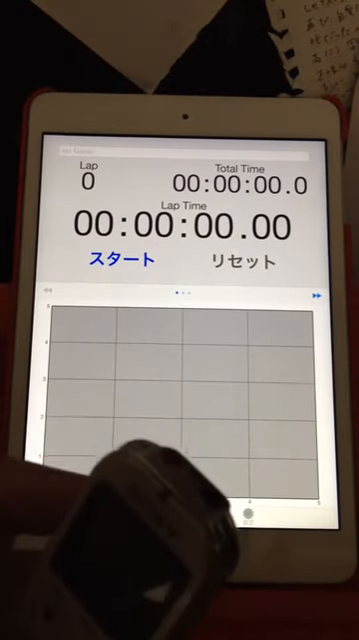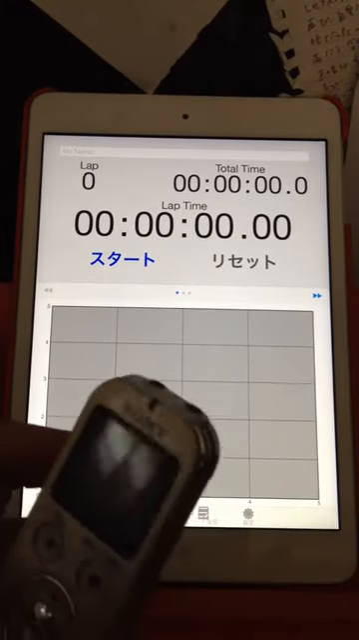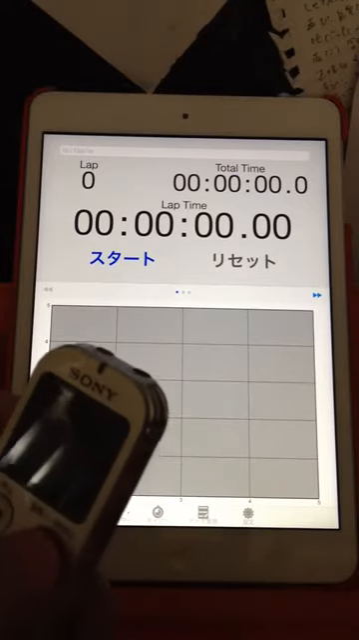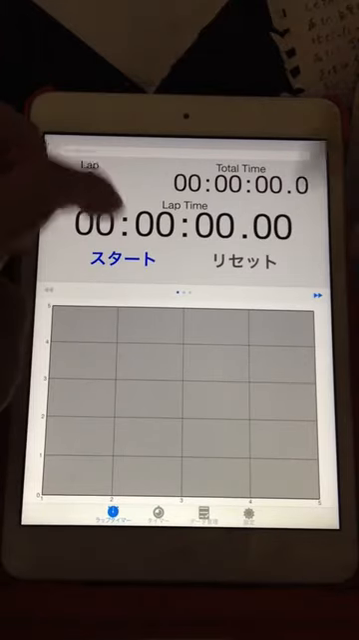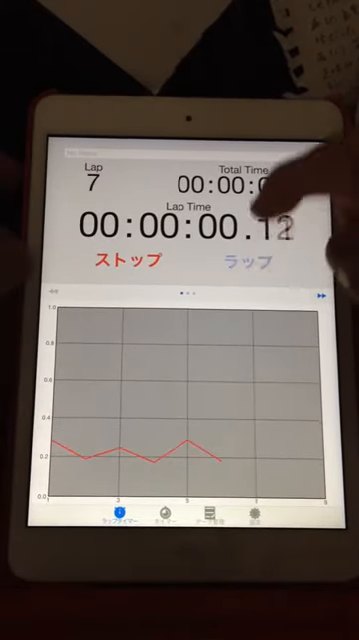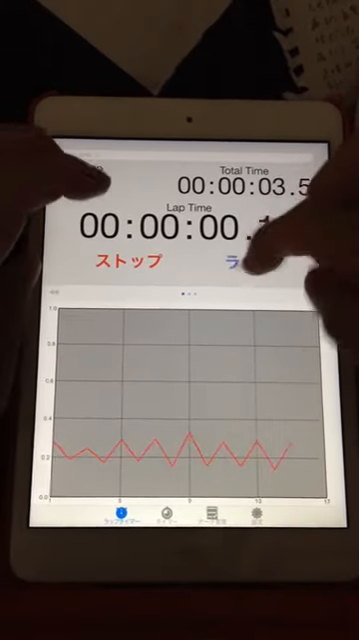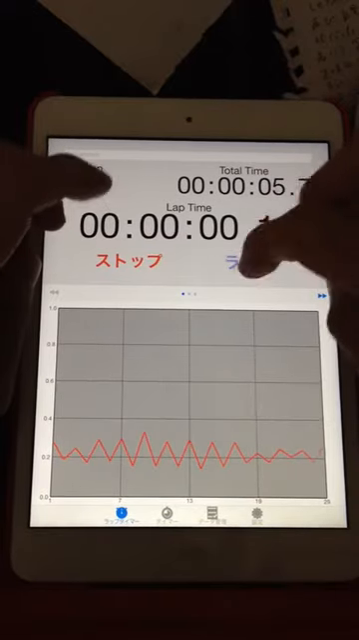Morning experiment on timing progression. Let's start tapping and thinking. 1, 2, 3, 4.